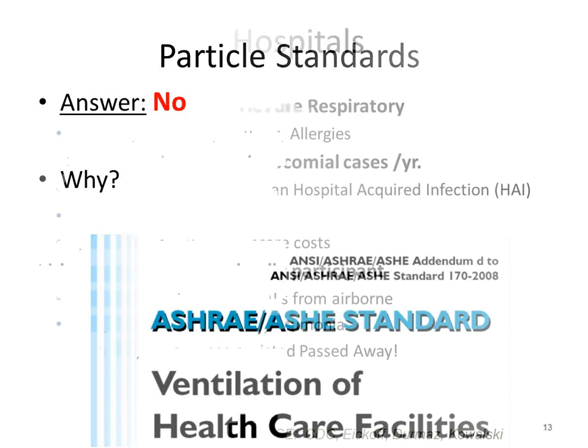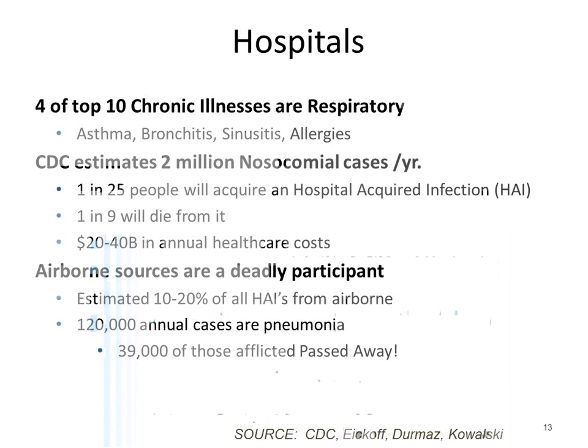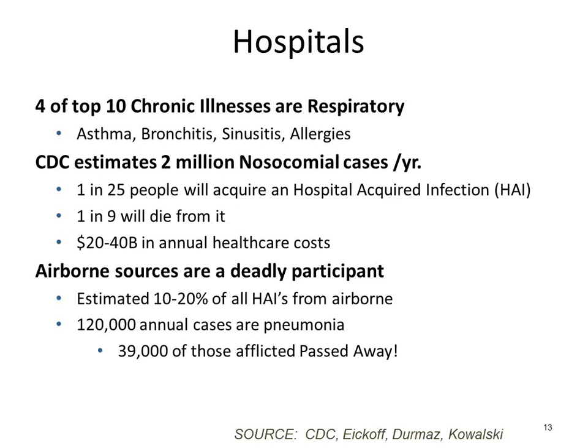Back in 2009, Medicare said that any hospital-acquired infections they do not cover. And a lot of these sources are airborne. But remember, a lot of it's in the space too, on surfaces. When you go into a hotel room, the first thing that they say to clean is their remote control, because a lot of them are sticking on surfaces. In those airborne cases, 120,000 are pneumonia, and 39,000 people will pass away. So unless you're very, very sick, a hospital is a difficult place to go to.